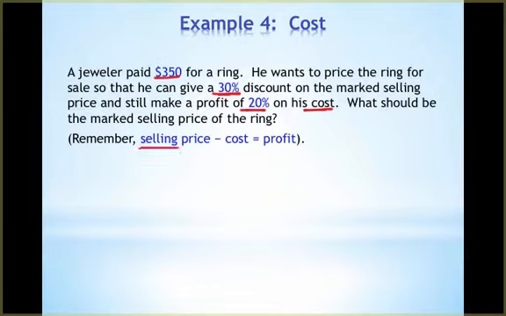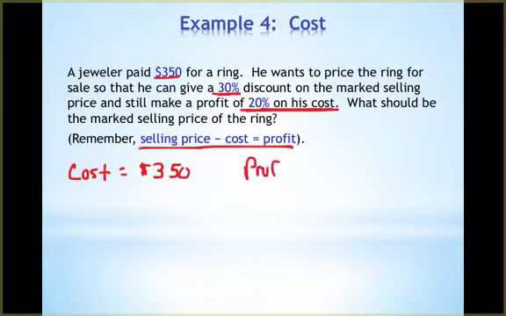And we need to remember that the selling price minus the cost gives me the profit. You actually have two different selling prices here you need to worry about. The marked selling price and then the actual selling price. Once he gives the discount, what would the actual selling price be? So we're going to start with the fact that we know that the cost of the ring was $350. We also know that he wants to make 20% profit on his cost. So the profit is 20%, 0.20, times 350, which if I work that out, I get $70. So he's wanting to make a $70 profit off this ring.